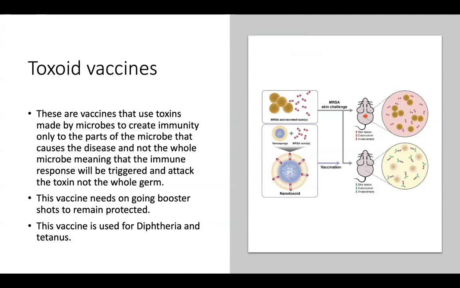The next set of vaccines are toxoid vaccines. These vaccines use toxins made by microbes to create immunity only to the parts of the microbe that cause the disease and not the whole microbe, meaning that the immune response will be triggered and attack the toxin, not the whole germ. So these vaccines do need to have boosters to remain protected, and they can be used for tetanus or diphtheria, essentially just getting the toxin and reworking it to become immune to it.